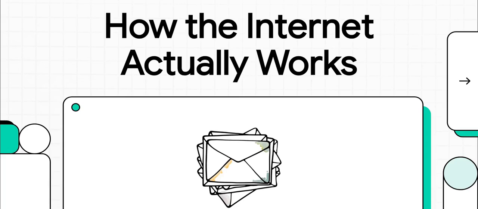You know, the internet really does feel like magic, doesn't it? Information zips around the globe in what feels like the blink of an eye. But here's the thing. It's not magic at all. It's actually an incredible system of rules and logistics. So today, let's pull back that curtain and see how it all really works.